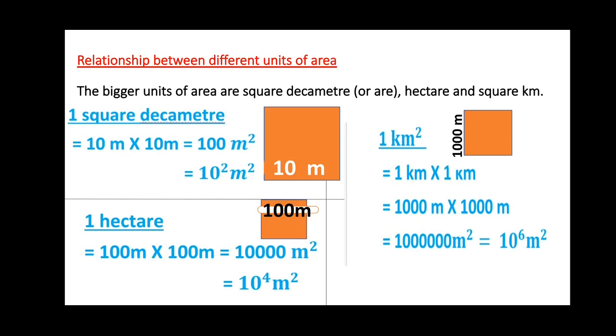So, if this calculation is difficult for you, then you can learn like 1 square decameter is equal to 100 meter square, 1 hectare is equal to 10,000 meter square, and 1 kilometer square is equal to 10 lakh meter square. But it will be always good if you are learning the calculations. Hope these calculations are clear for you.